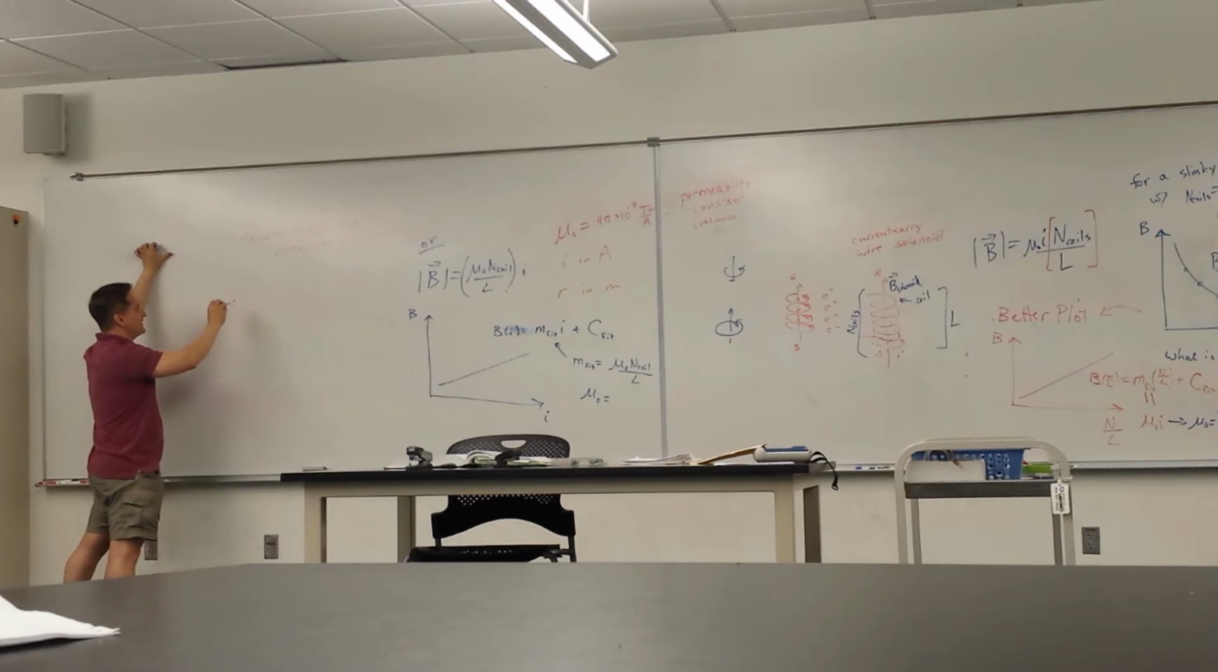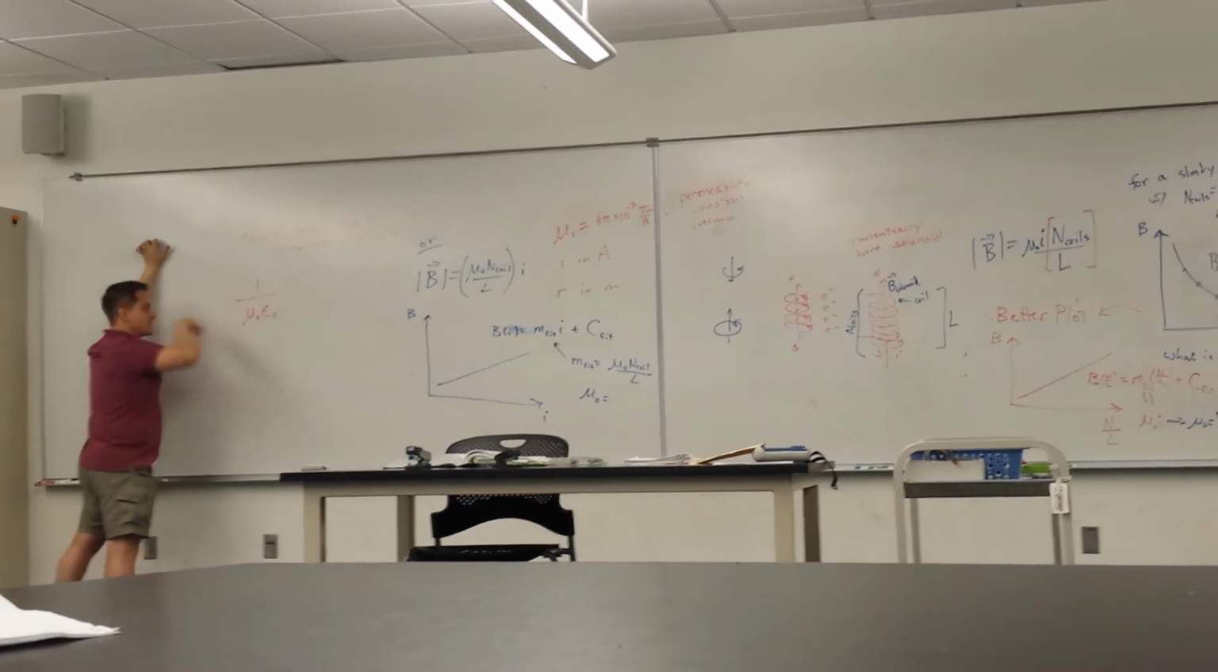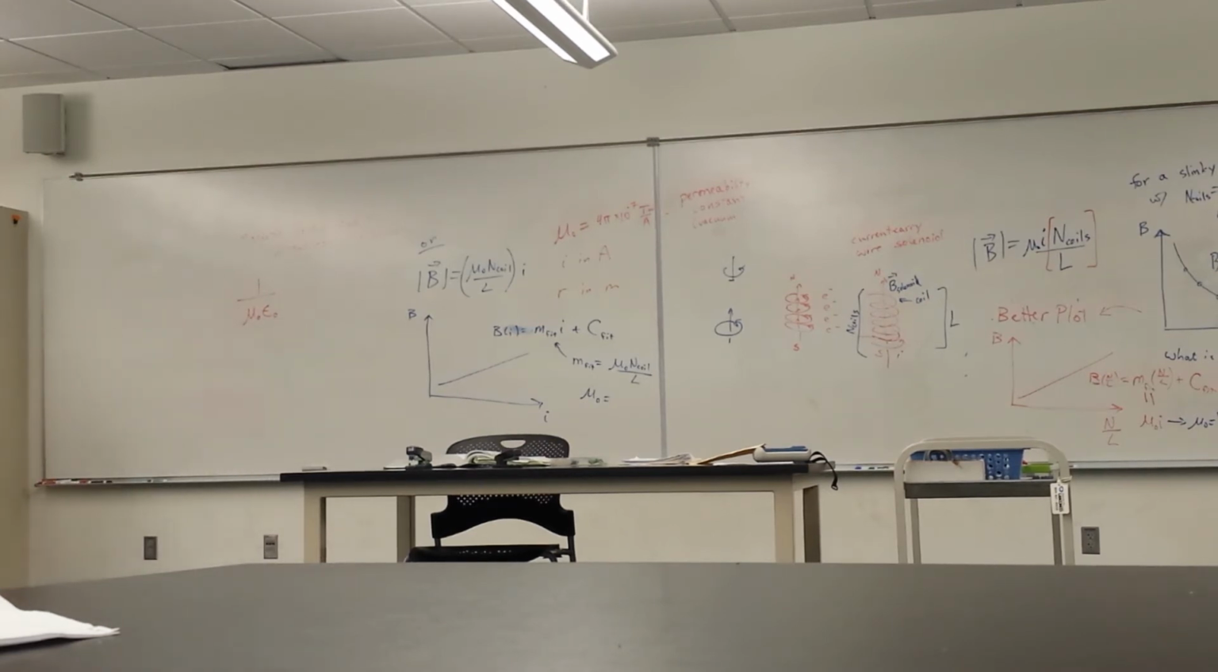Okay, so what I want you to do is take mu naught and epsilon naught, calculate the number, and take the inverse of it. Do it.